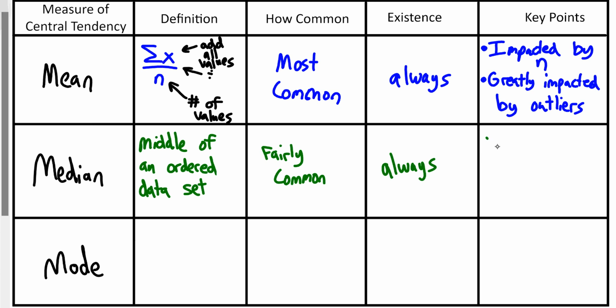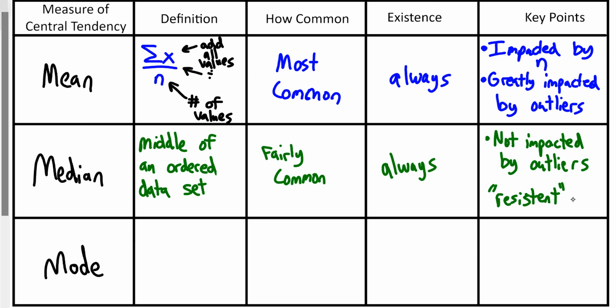It is not impacted by outliers. And when it's not impacted by outliers, it's called a resistant measure. It is resistant to outliers.